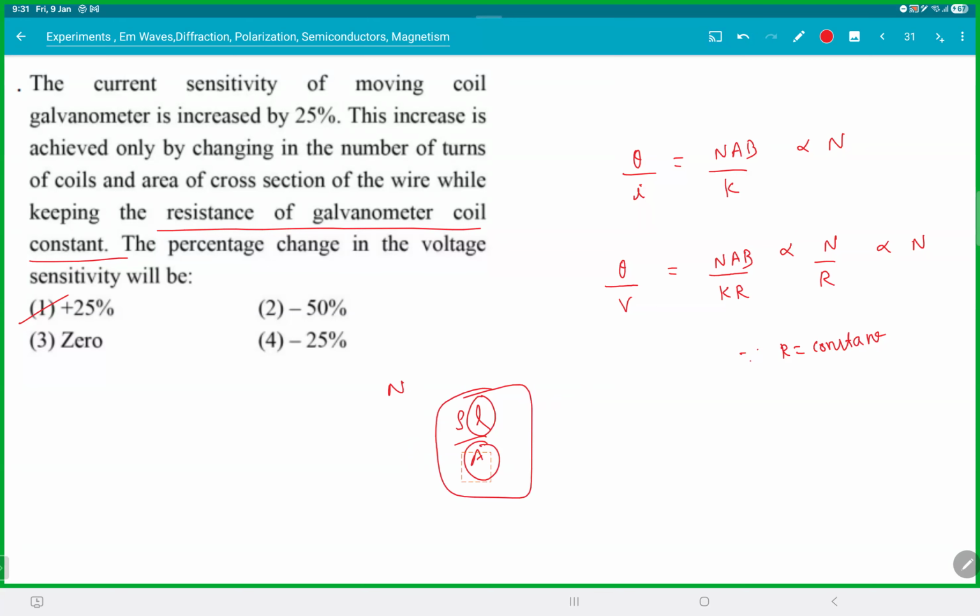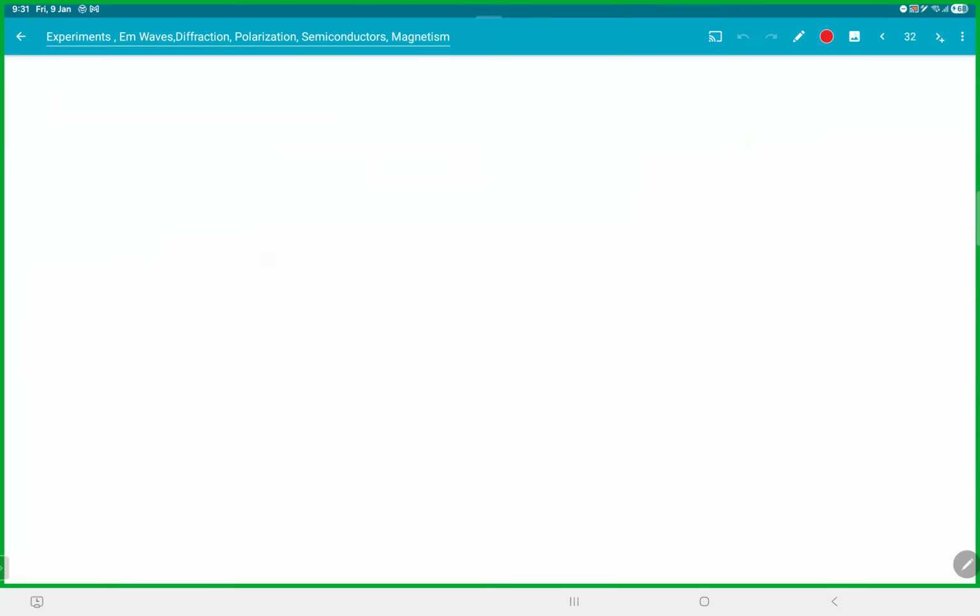So be careful with that, because you might just remember the statement, voltage sensitivity won't change, and put the zero option directly without thinking. So theta by V is actually proportional to N by R. R is not changing, so this becomes proportional to N. Clear with this? So be careful with this. This is the trap that I was talking about.